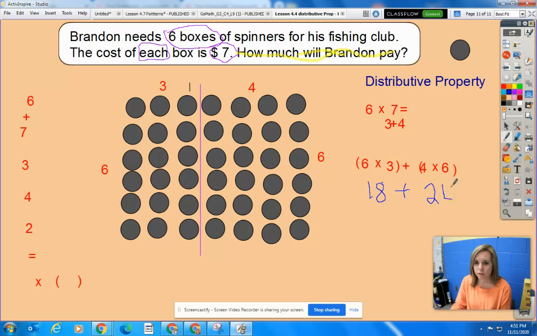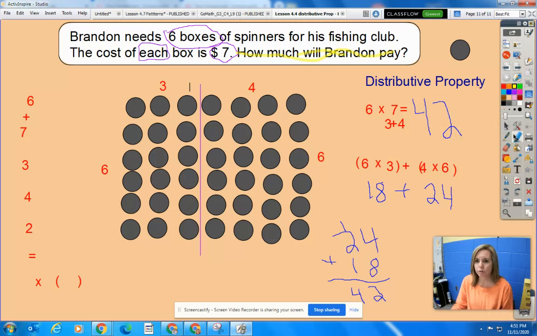Sorry about the writing. I'm trying to do this big. Okay. Now we're just going to add these two together. So 24 plus 18. Going to add these. So 4 plus 8 is 12. And then 1 plus 2 plus 1 is 4, so 42. So the answer is 42.